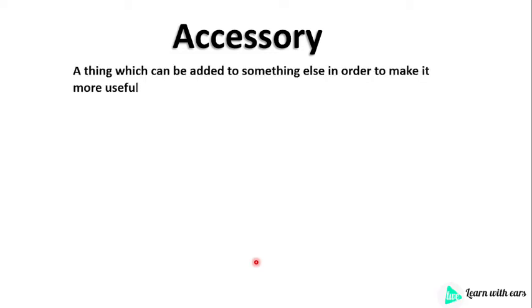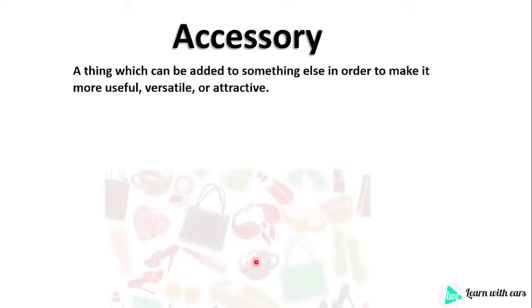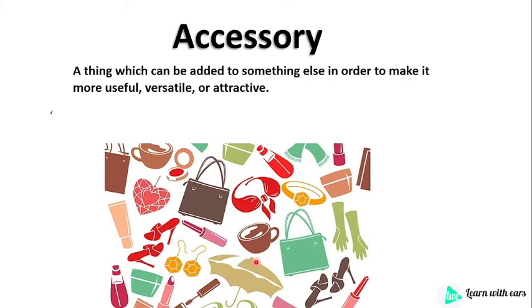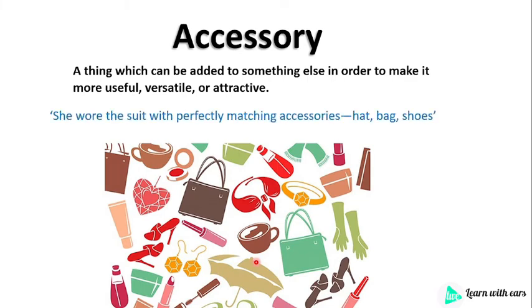Next, accessory. Accessory. Accessory is a thing which can be added to something else in order to make it more useful, versatile, or attractive. Okay? For example, she wore the suit with perfectly matching accessories, hat, bag, shoes.